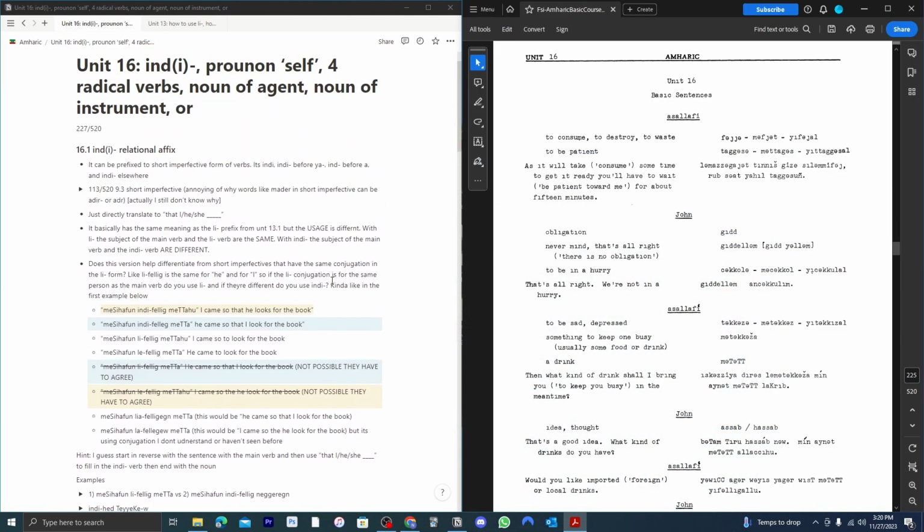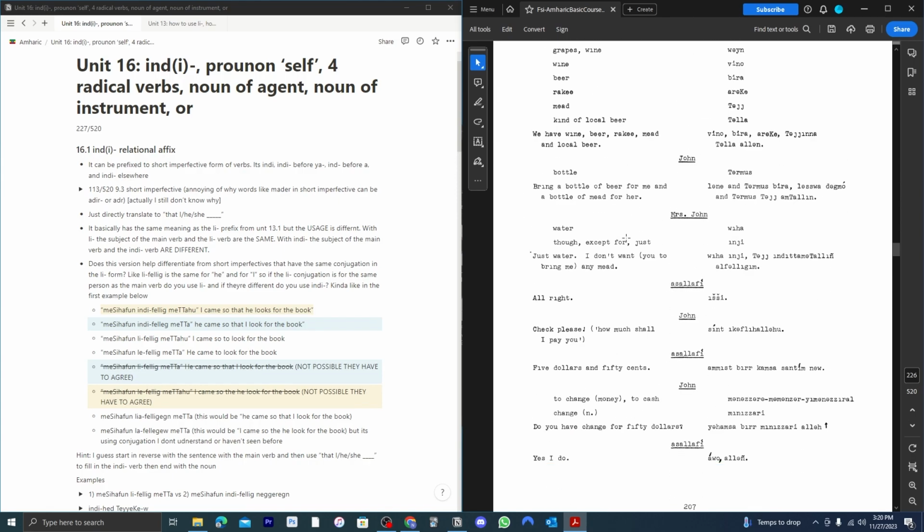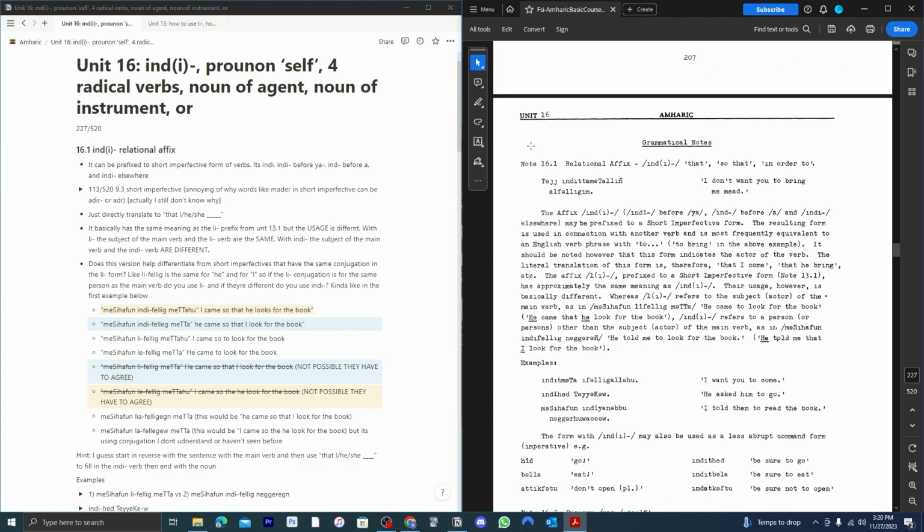So, going to be going over Unit 16. Hopefully, this one will be pretty chill to explain. So, starting off with the relational affix index.